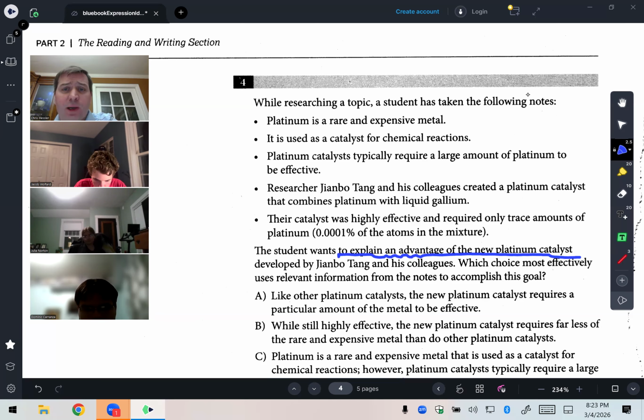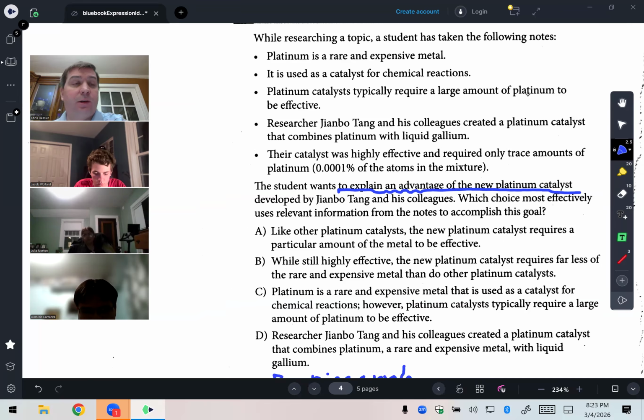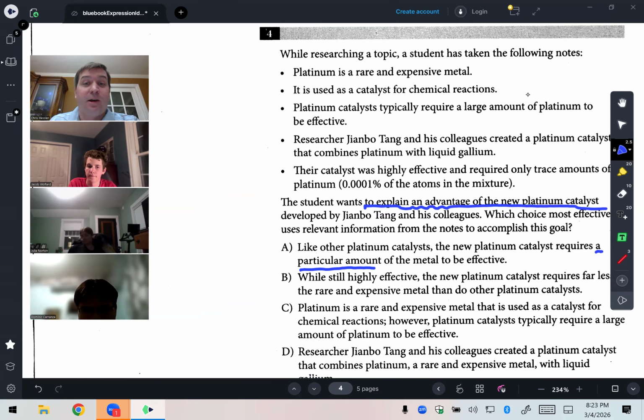The student wants to explain an advantage of the new platinum catalyst. All right, I'm going to consider answer choice A. Answer choice A says, like other platinum catalysts, the new platinum catalyst requires a particular amount of the metal to be effective. Wow. Like they really went to some lengths to not explain that point. Zero point zero, what is this? 0.0001%. Okay, drop the percent sign.